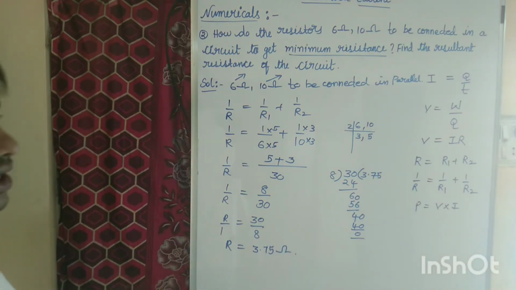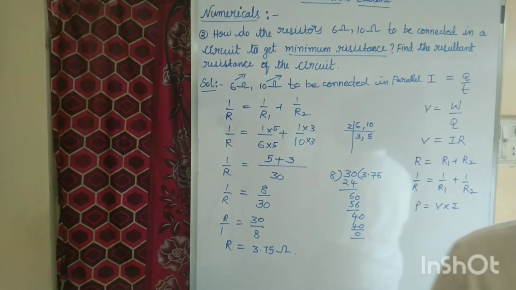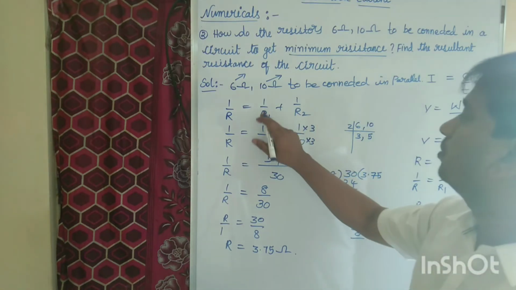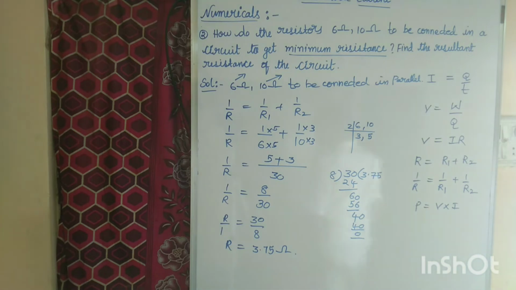Clear, children? When you get minimum resistance, we need to connect the resistors in parallel. Effective resistance formula is 1 by R equal to 1 by R1 plus 1 by R2. Then we need to substitute the values so that we will get the resultant resistance.